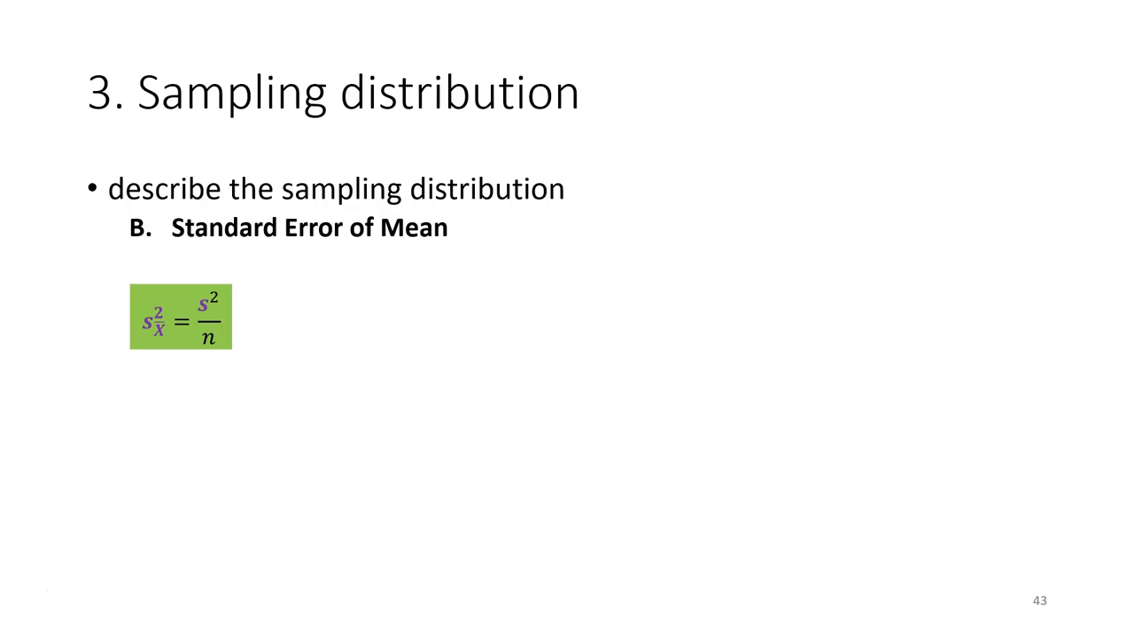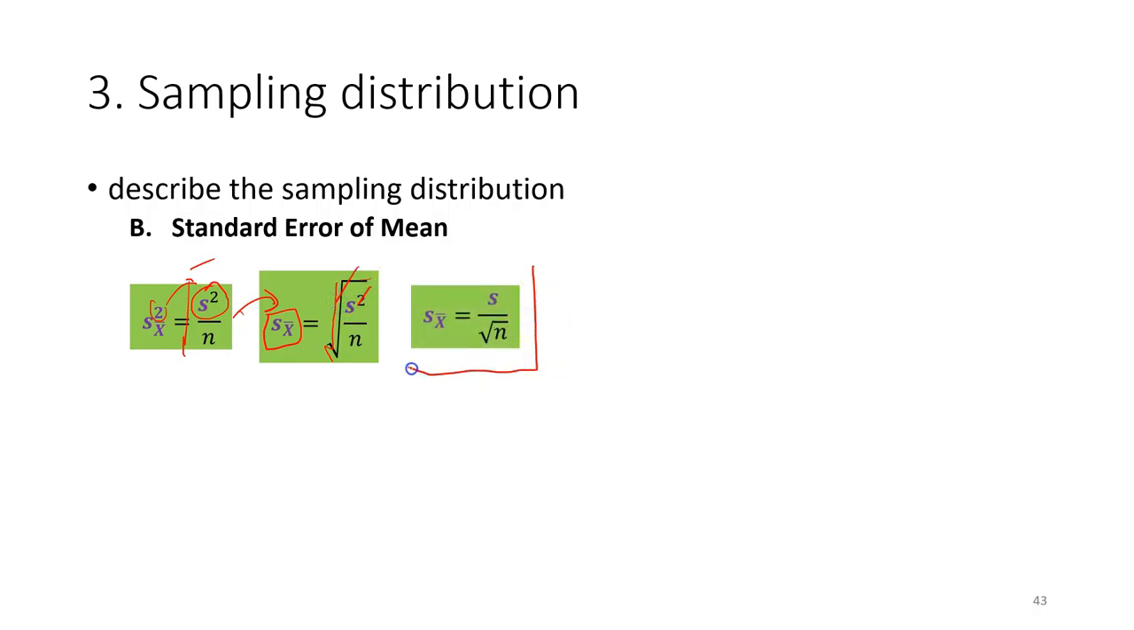For the standard error, this is the symbol, the standard error of the mean. The way we calculate it is very similar to the standard deviation, but the difference is you need to take the variance divided by n. If you square root this to get the standard error, then the square root applies here, and we cancel out this, and what is left is this. So this is the formula for the standard error of the mean.